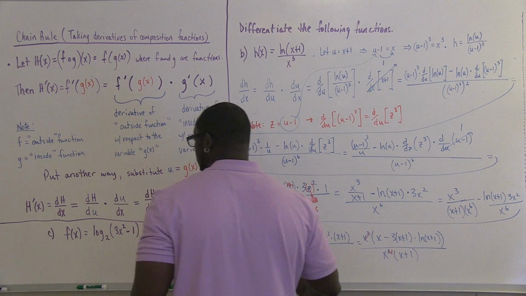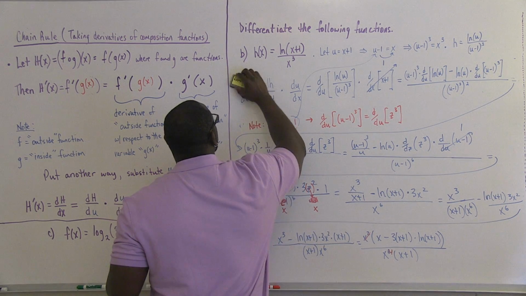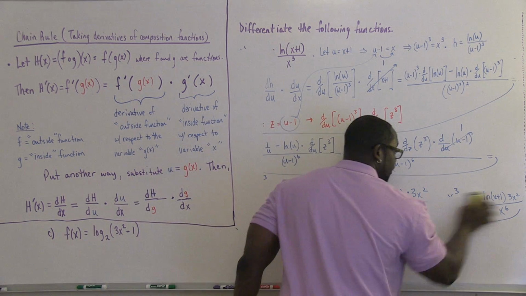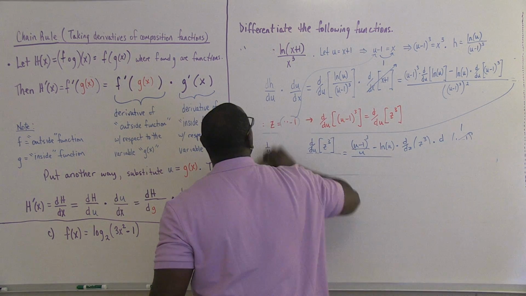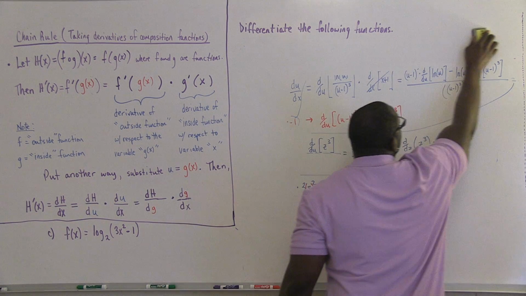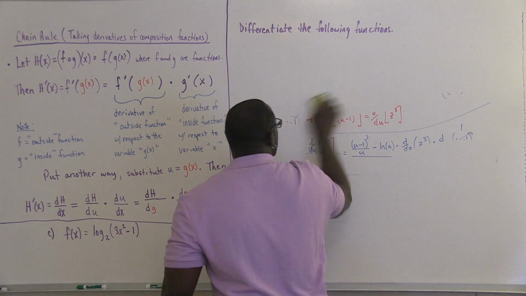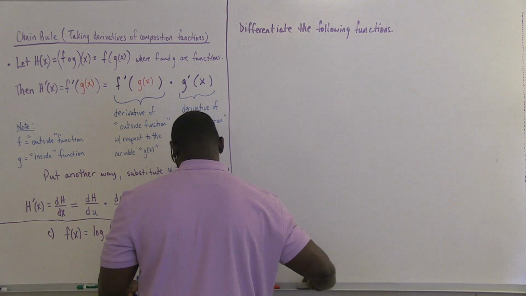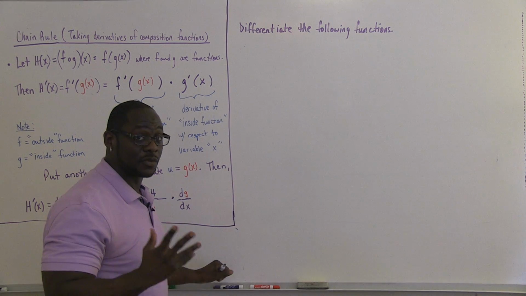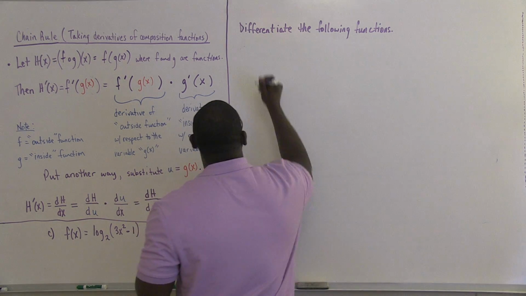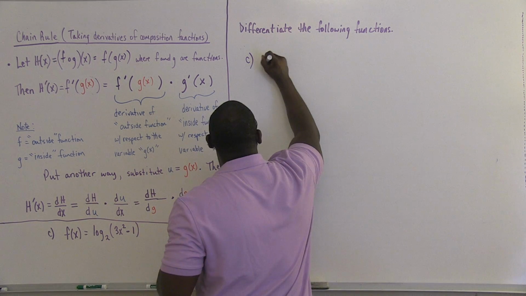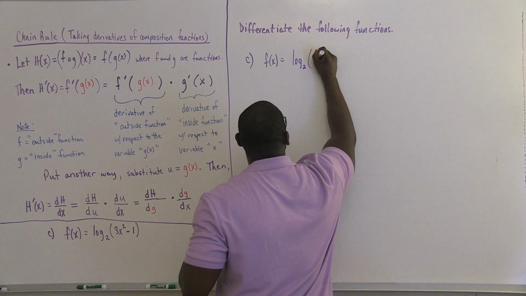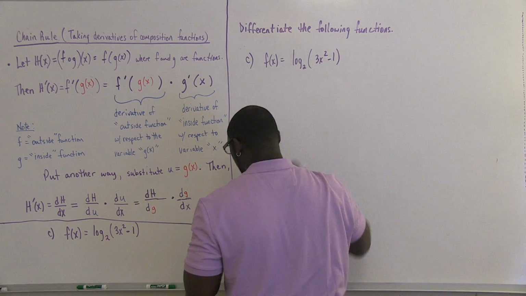Okay. All right, so for our last example, go ahead and erase this right quick. All right, so for our last example, I'm going to go ahead and move this one up. I promise this one is easier. So for this, we have f of x is log of base 2 of 3x squared minus 1.